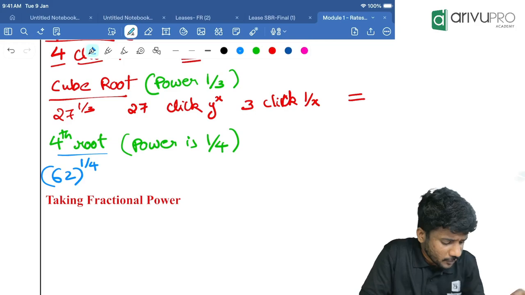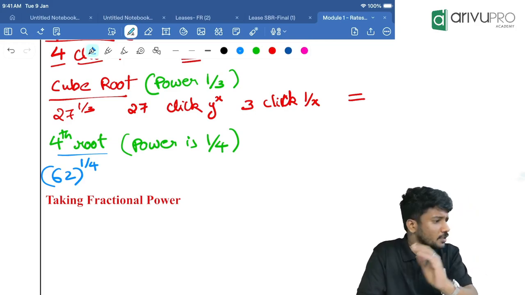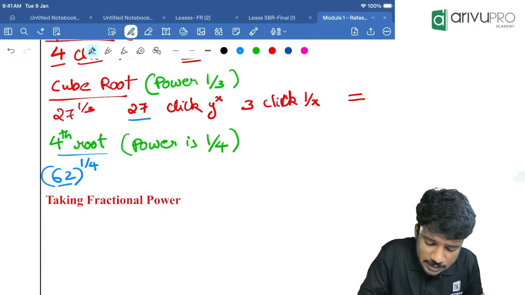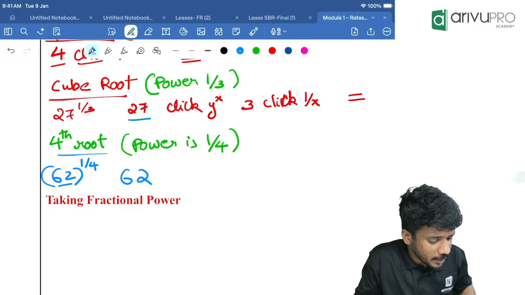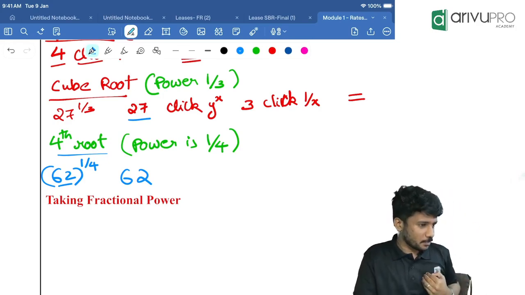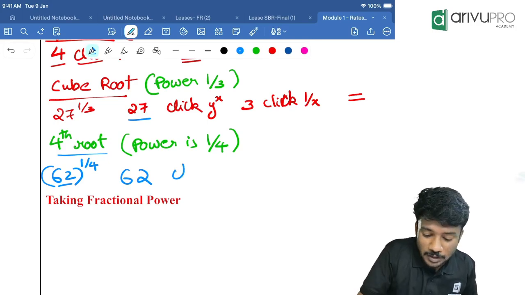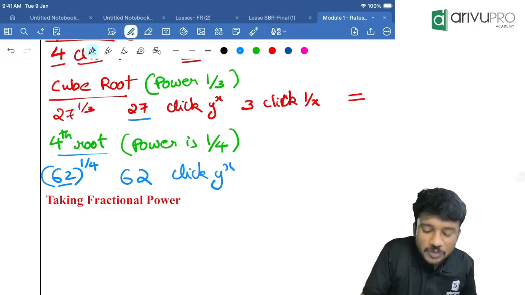We will check. First we clear the values in the calculator. Then we type 62. Type 62 on your calculator. That means we wrote the base number. Now we need to take the power. How to take the power? Click the y raised to x button.